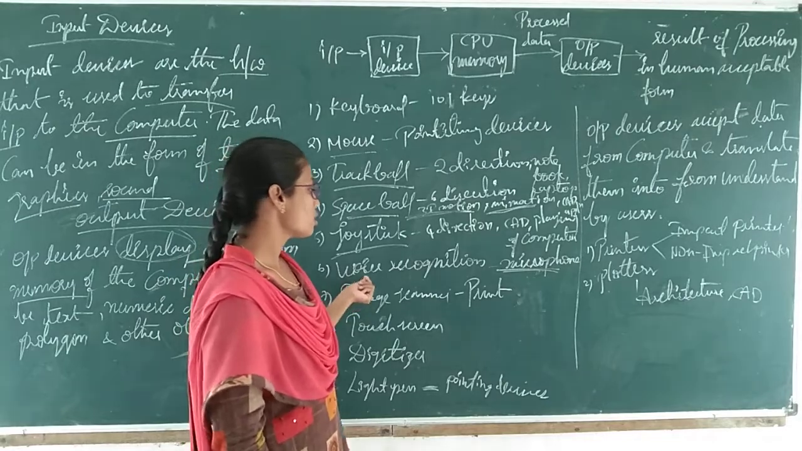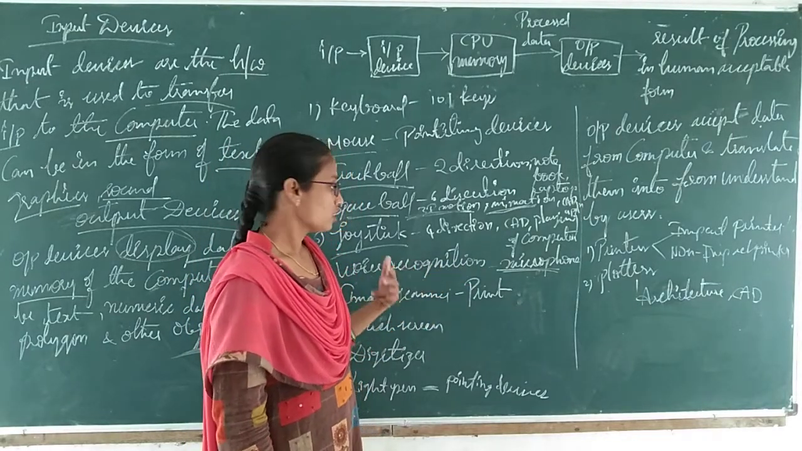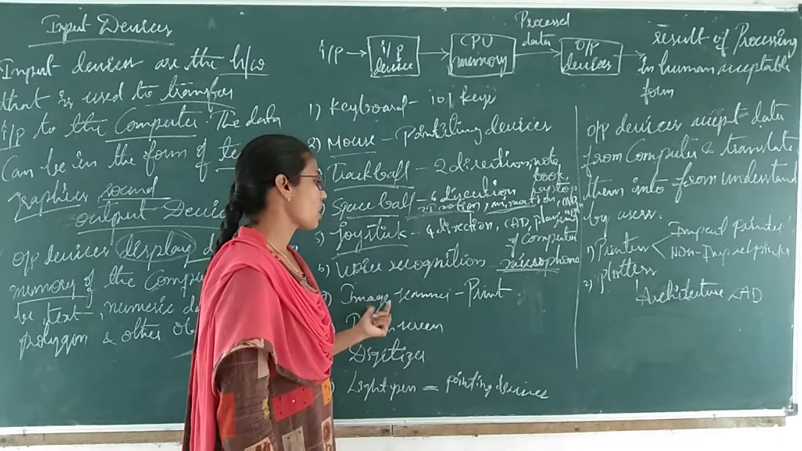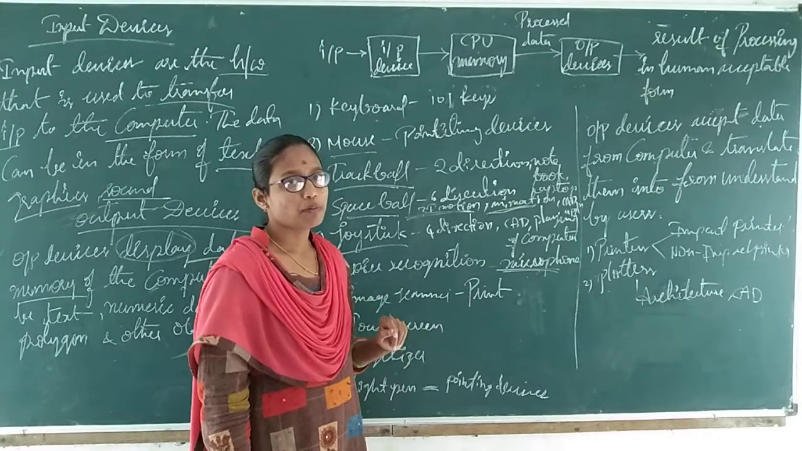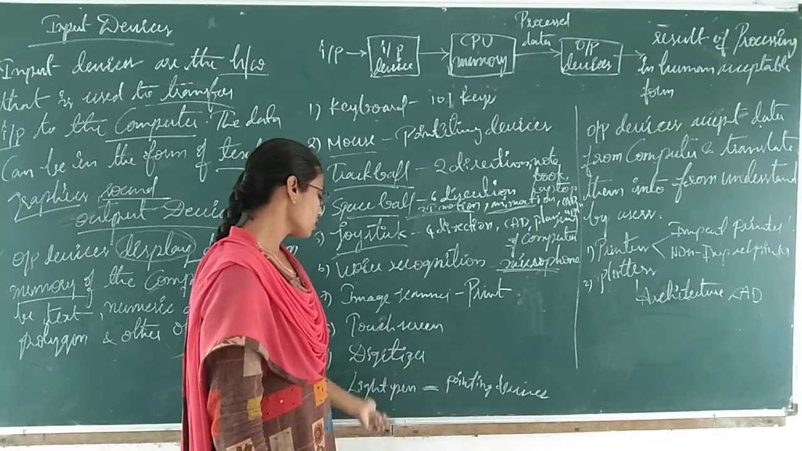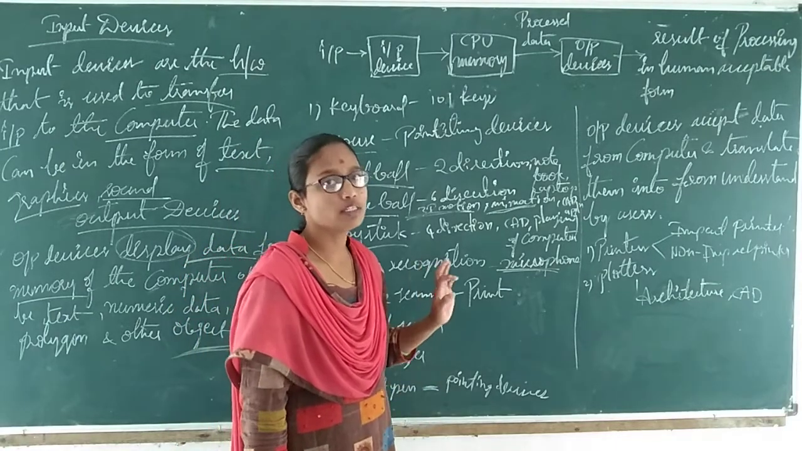Next, voice recognition. You already know microphones. We are using microphones, we can recognize the voice. Image scanners print the image on the paper. Touch screens and digitizers and light pens. Light pens are also known as pointing devices.